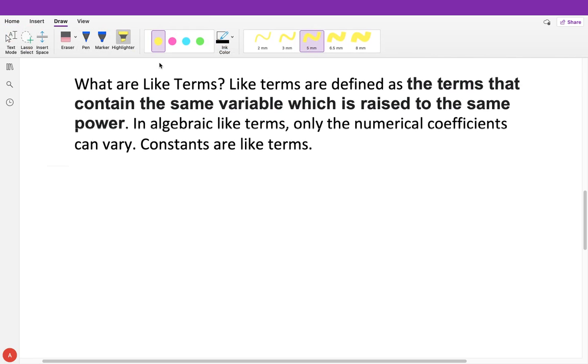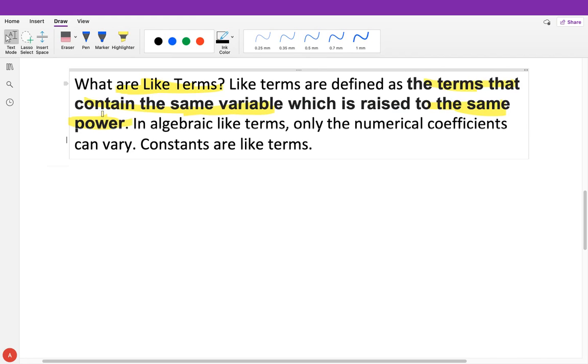All right, so first off, if we're going to be talking about and combining like terms, what are they? So what are like terms? Like terms are defined as terms that contain the same variable, which is raised to the same power. Right, so this is what you have to. It just needs to be identical. When we're looking at our variables, the variables need to be identical in every way. And we're going to go through a bunch of different examples here to show you where things are identical and where things look or appear to be really, really close, but they're not.